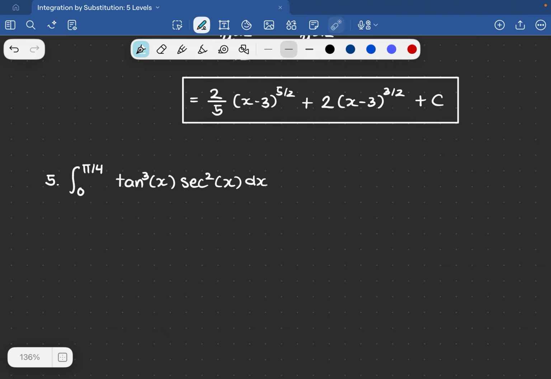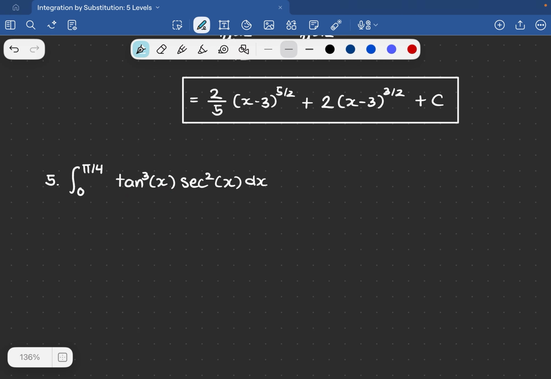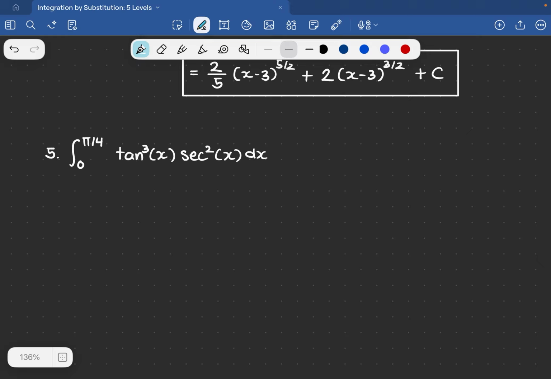Okay, so we have here the definite integral from 0 to pi/4 of tangent cube x times secant squared x dx. Okay, so this time we are now ready to deal with a definite integral involving U-substitution. Okay, so for this one, again, our first step is to choose the corresponding u that we need.